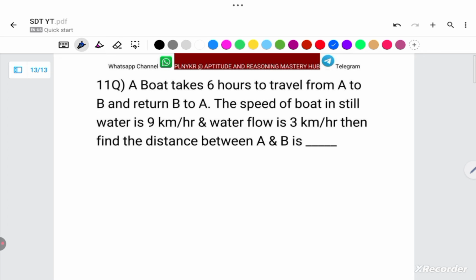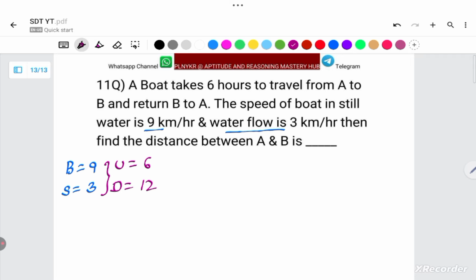In this question, the speed of the boat is given as B, 9 kilometers per hour. And the water, that is the stream speed, whether it is called water, stream, or river, all are the same. The stream speed is how much? 3 kilometers per hour. With this, we'll be able to get the upstream speed, 9 minus 3, which is 6. Downstream will be 9 plus 3, 12 kilometers per hour.